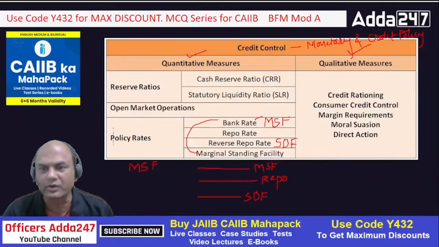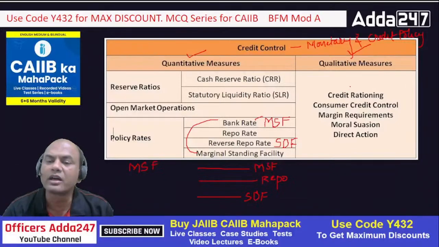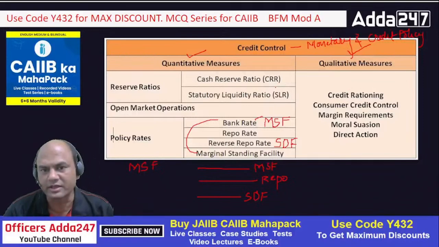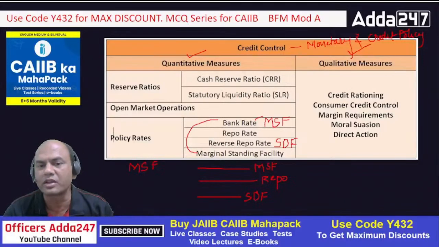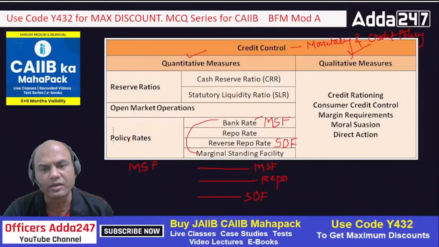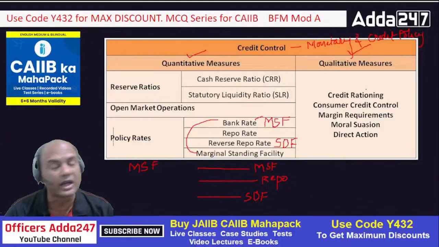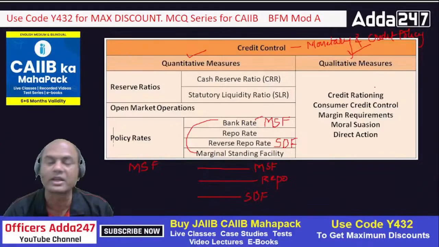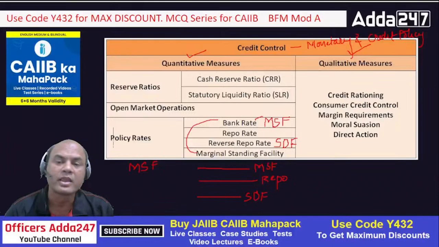Qualitative measures include, here you can't give numbers. Everywhere in quantitative you can give numbers. Bank rate, you have a number. Repo rate, you have a number. Reverse repo or SDF, you have a number. MSF, you have a number. Credit rationing, you can't give a number. What is rationing? The details of these will be covered in the questions now.